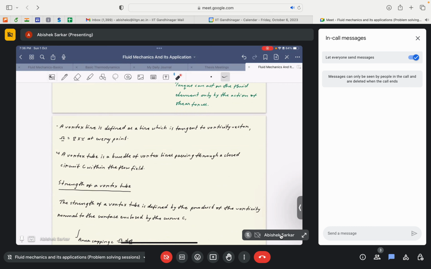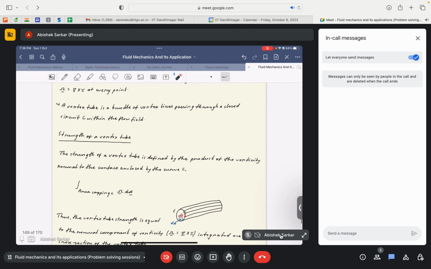Okay, so a vortex line is defined as a line which is tangent to the vorticity vector, omega equal to del cross V, at every point. Similar to the case of streamlines, where streamlines were tangent to the velocity vector in the flow field, a vortex line is tangent to the vorticity vector in the flow field. Similarly, a vortex tube is a bundle of vortex lines passing through a closed circuit C within the flow field. Here the closed circuit basically means a closed loop in the flow field.